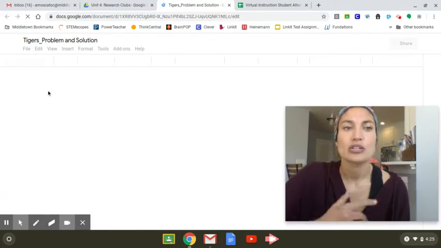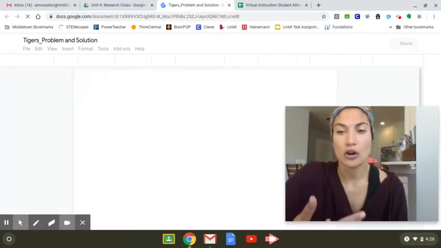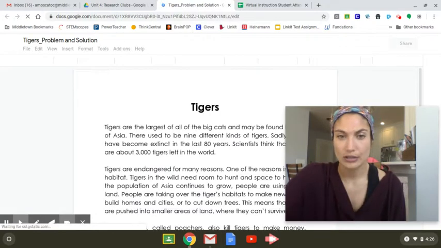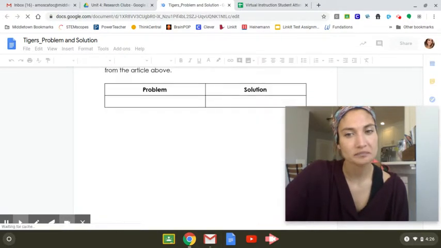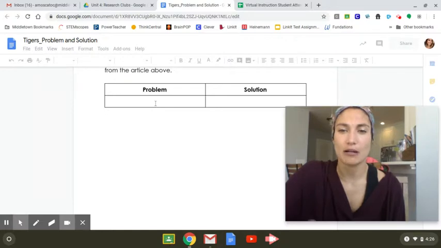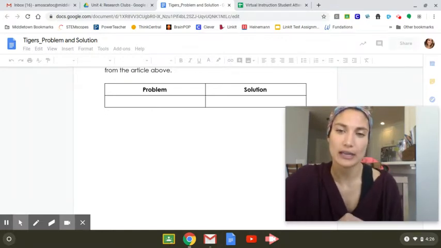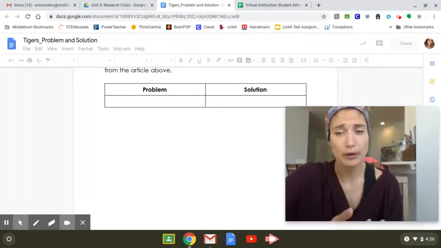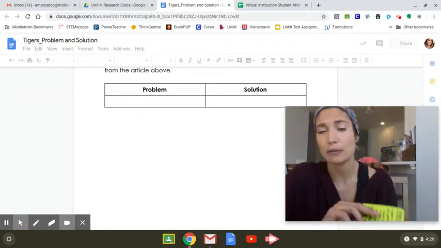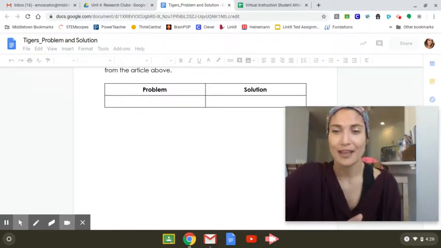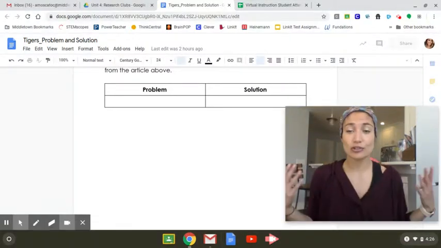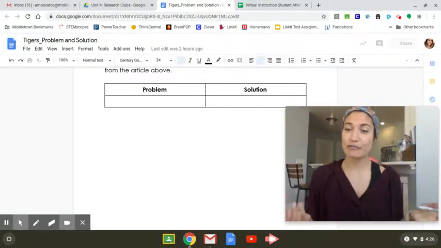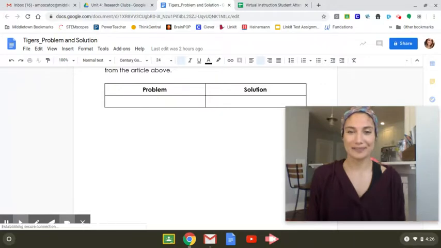Okay, so again, you're going to read this article about tigers. Okay, see? Nonfiction about tigers. And then see if you can identify the problem and solution and record it in the table. There might be more than one problem, just like how we had here, and there might be more than one solution. All right, readers. So remember, today and every day, researchers look for the text structure and record their notes in that way. All right, off you go.